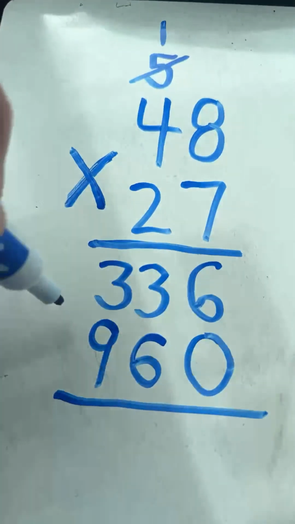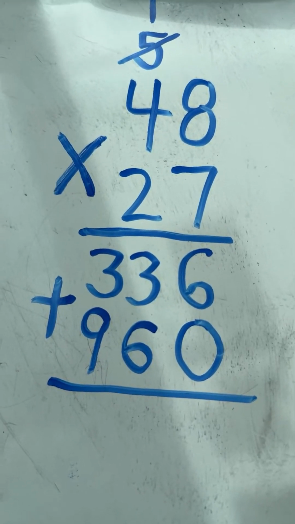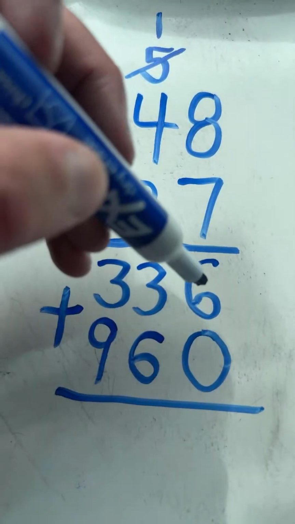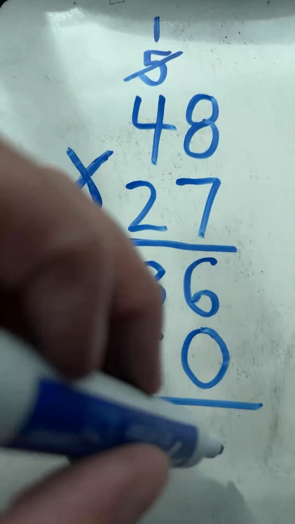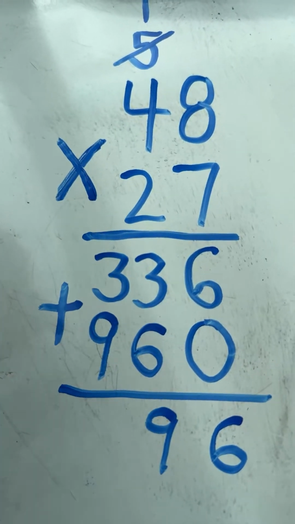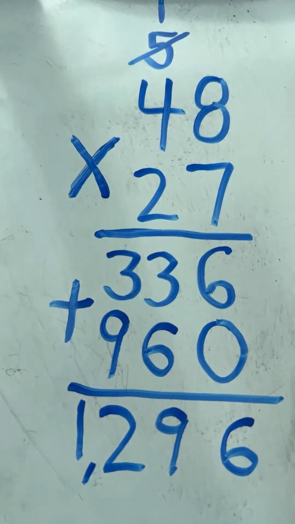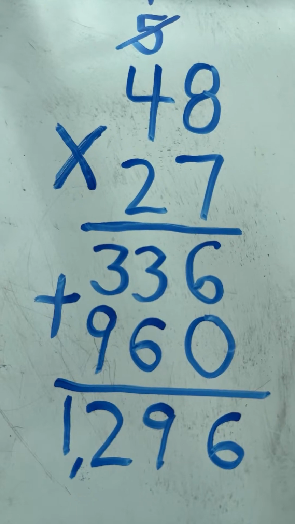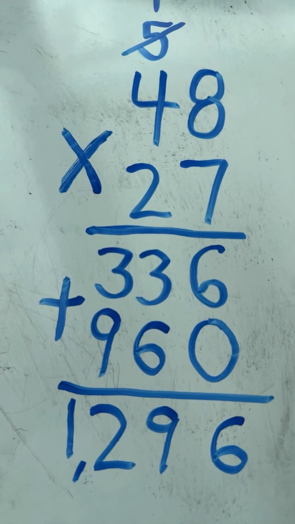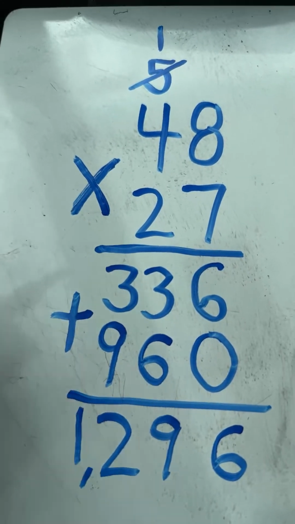Now to get our final answer, we have to add these two numbers together. 6 plus 0 equals 6. 3 plus 6 equals 9. 3 plus 9 equals 12. And we have our final answer. 48 times 27 equals 1,296. All right, moving on to what will likely be the final example problem of the video.